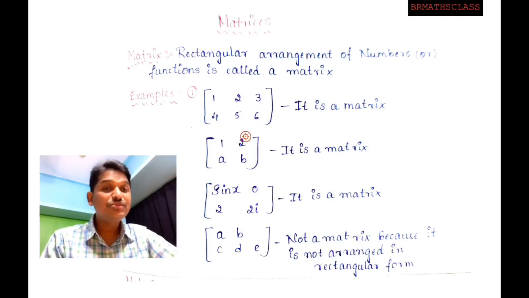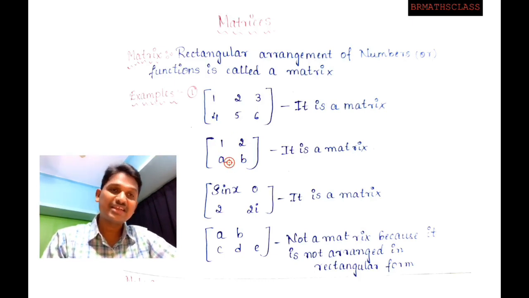Now you see this arrangement. Is it a rectangular arrangement? Actually, it looks like a square arrangement. But we know that every square is a rectangle. Even though this is a square arrangement, it is a rectangular arrangement also. That's why this is also an example for a matrix.